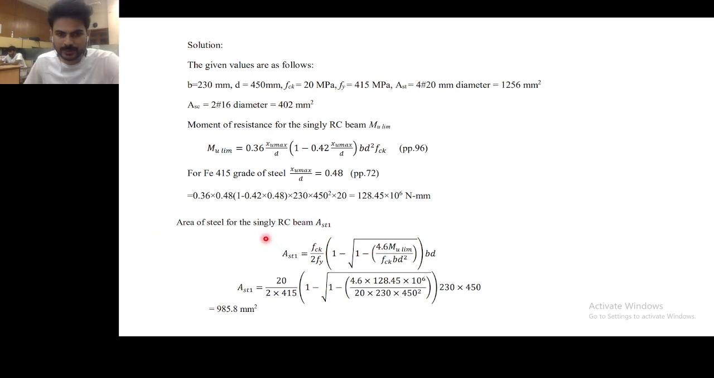The area of steel for the singly reinforced section we can calculate directly by using this formula. The professor used the percentage of steel approach to calculate it, but there is one more way to do it. This is a direct formula for calculating the area of steel in a singly reinforced beam. You can put in all the parameters and directly calculate the AST. We put in all the values as we know them, because we calculated them earlier, and then we got AST1. From that we can calculate AST2 also.